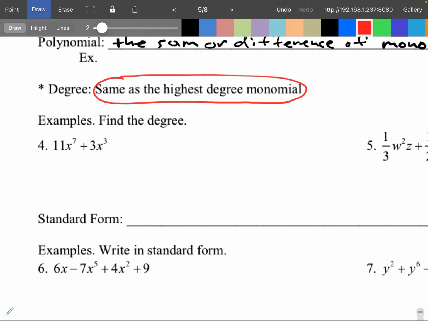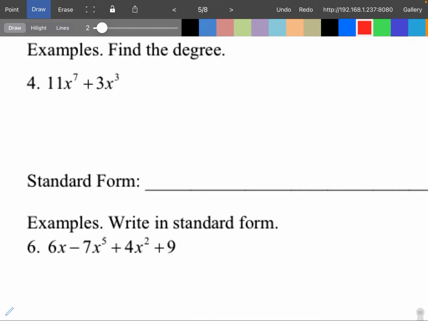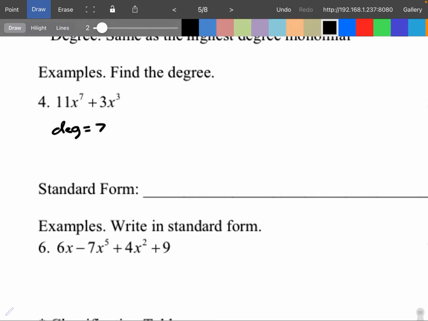It's the same as the highest degree monomial. So what you do is you just look at each term and find the term or the monomial with the greatest degree. That's the degree of the polynomial. So look at number 4. What's the highest power term there? The 7, right? So that is the term with the greatest degree, 11x to the 7th. So that term is degree 7, so the degree of the polynomial is 7.